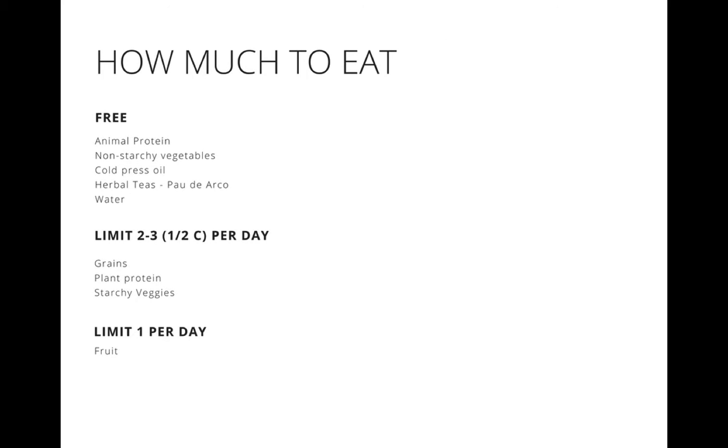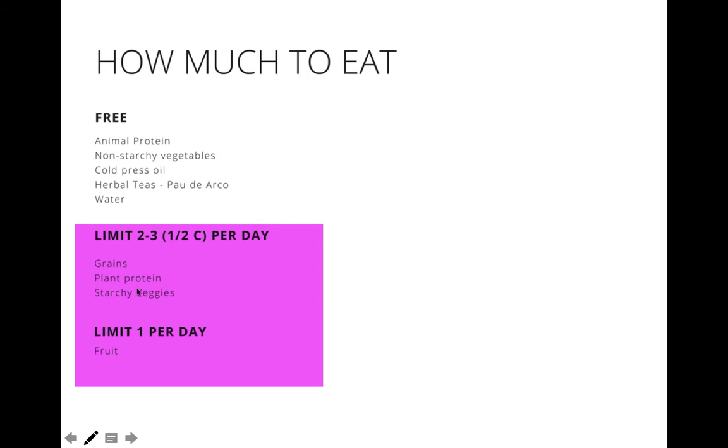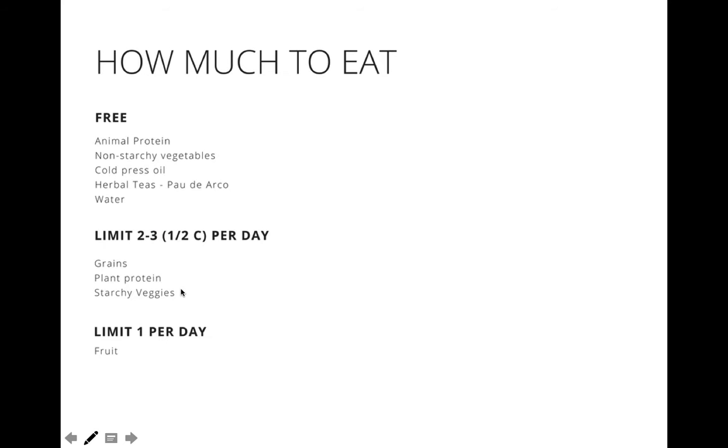So when it comes to the animal protein, non-starchy vegetables, cold pressed oil, herbs, tea, water, they're free, meaning that you don't have to worry about it. You don't have to measure it. But when it comes to the grains, the plant protein, the starchy veggies, these we do want to limit, and it's 2 to 3 half cups per day.